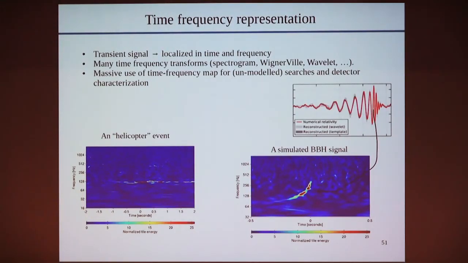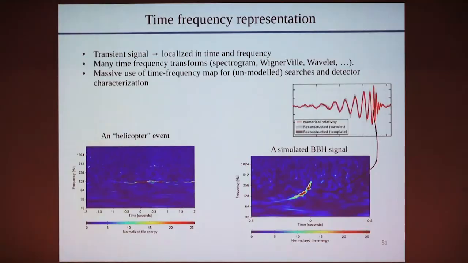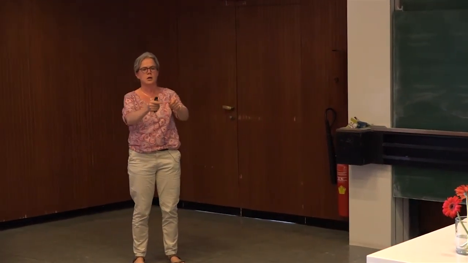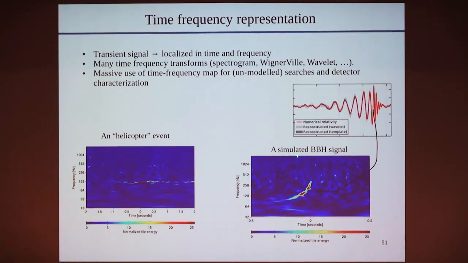Another way to represent the data is to try to see the evolution in time of the frequency components, and this is what we call time frequency representation. The simplest time frequency representation is what we call a periodogram. A periodogram is just a Fourier transform at a given time, and then you add, as a function of time, another Fourier transform and so on.